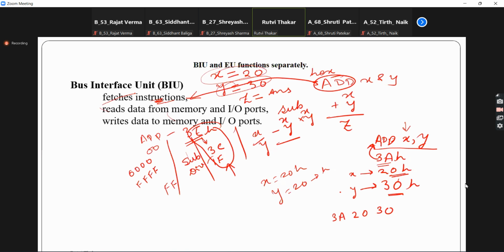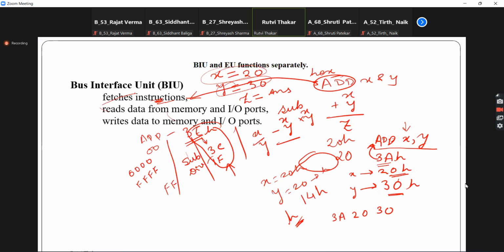Okay, so when you mention hexadecimal, it will take it as 20 hex. But if you just write down 20, it will automatically convert it into 14 hex. So whenever you are giving a value to any variable, it has to end with an H for hex. If it is not given with a hex, it will convert it automatically.